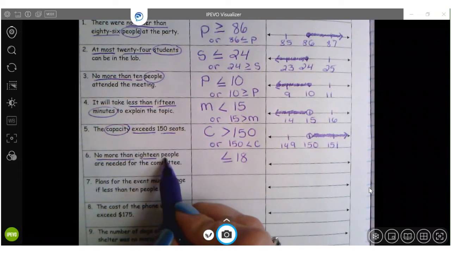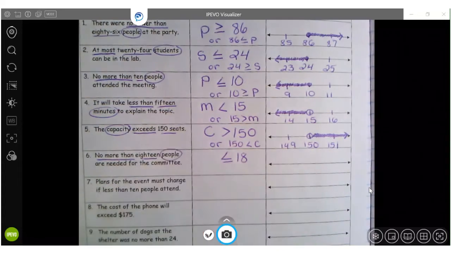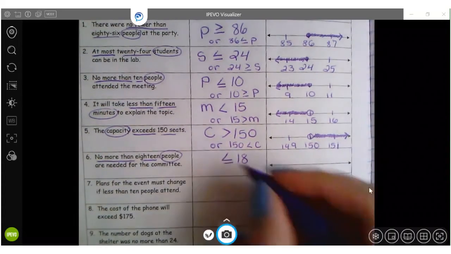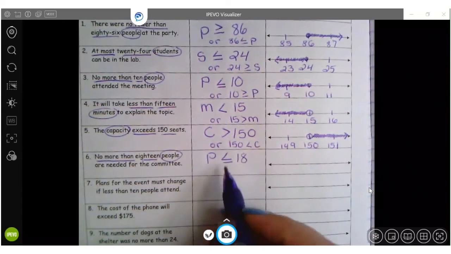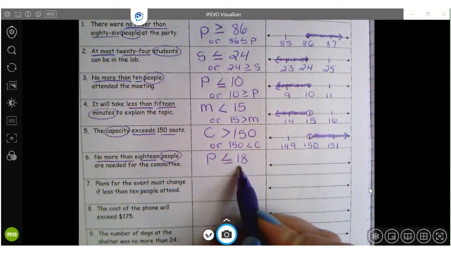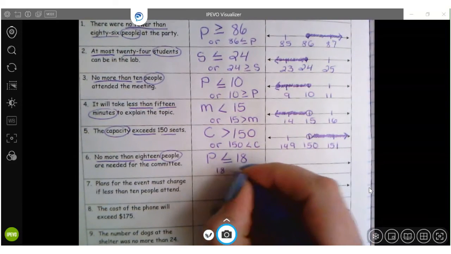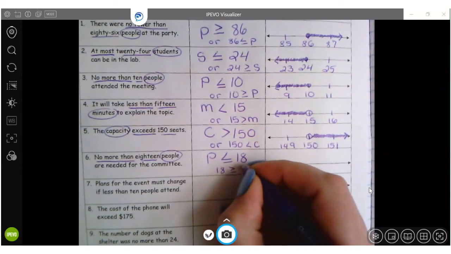And you could use P for people, N for number of people, C for committee. I'm just going to use P for people because that's the word I'm going to circle. So the number of people on the committee is going to be less than or equal to 18. You do not need more than that. I can flip that around and write 18 is greater than or equal to P.